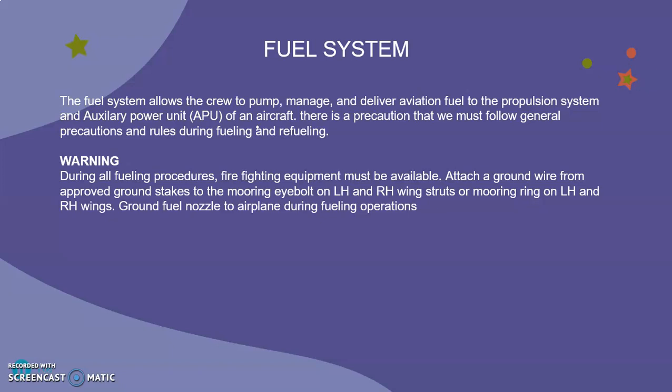There are precautions that we must follow, general precautions and rules during fueling and refueling. Warning: during all fueling procedures, firefighting equipment must be available. Attach a ground wire from an approved ground stage to the mooring eyebolt on the LH and RH wing struts, or mooring ring on the LH and RH wing. Ground the fuel nozzle to the airplane during fuel operation. So we must have firefighting equipment for safety.